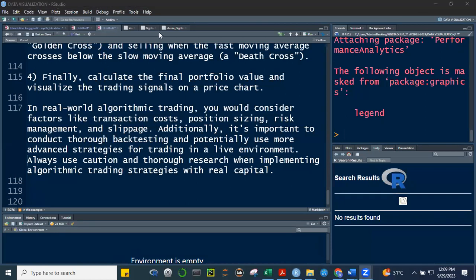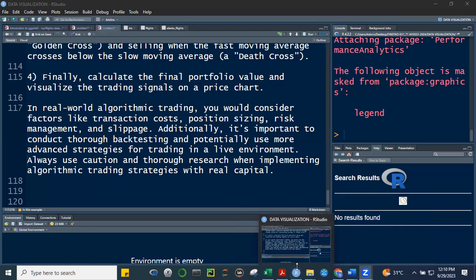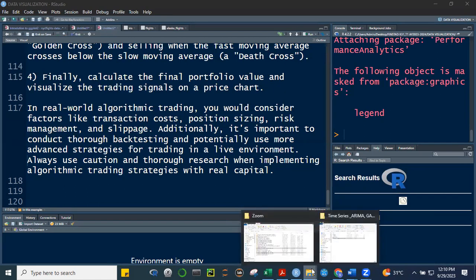Oops. Oh, this is data visualization. Oh no. Where is my other R? Why did my other R disappear? Did I close it accidentally? Okay, I think I accidentally closed one of my R Studio windows. So let me just open it.